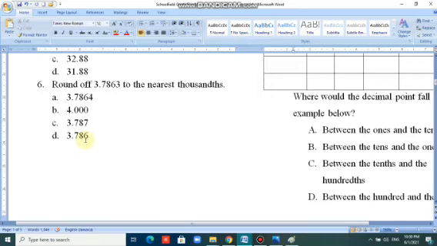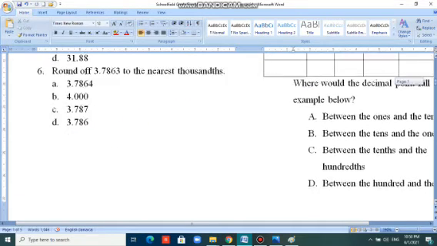So round off 3.7863 to the nearest thousandths. It would be D, which is 3.786. Forgive me for saying C. Something just went off in my head. Alright, never mind.